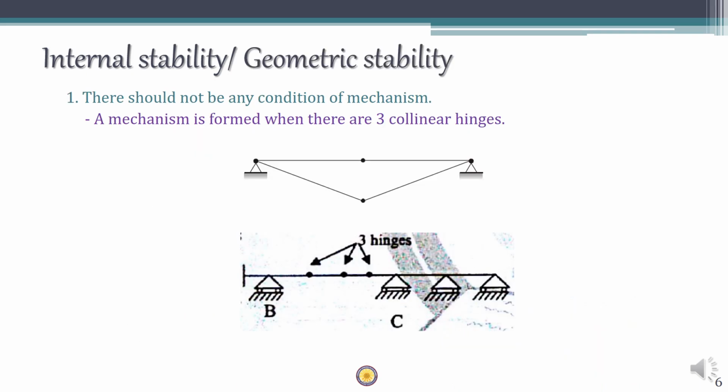Now let's see what internal instability is. The internal instability or geometric instability occurs mainly because of two reasons. One is the condition of mechanism. A mechanism is formed when there are three collinear hinges. So in your beam, nowhere should there be a possibility of three hinges continuously. In that case, those three hinges will form a mechanism, which makes the structure unstable. So this is a mechanism. Three hinges are coming together, so the beam will rotate infinitely.